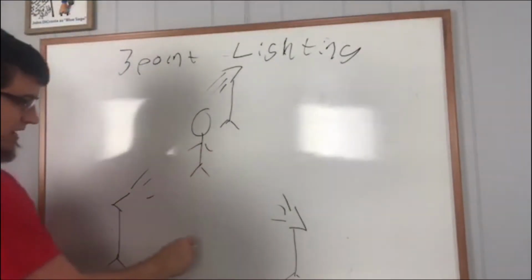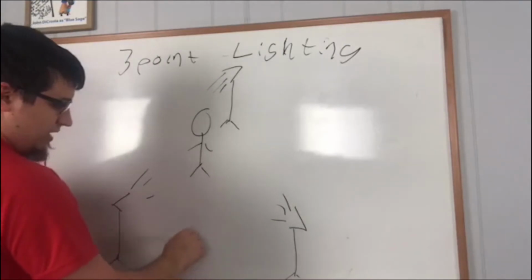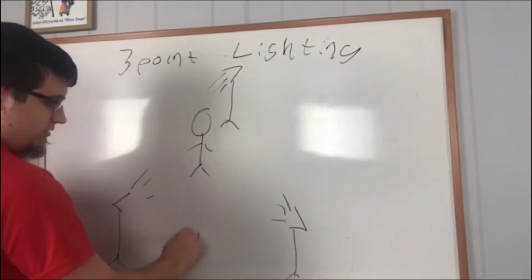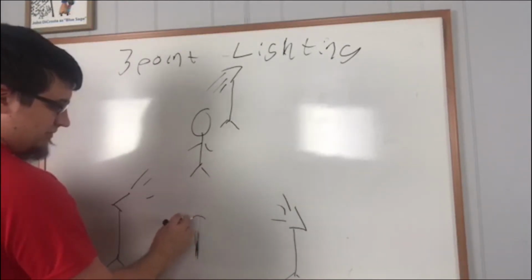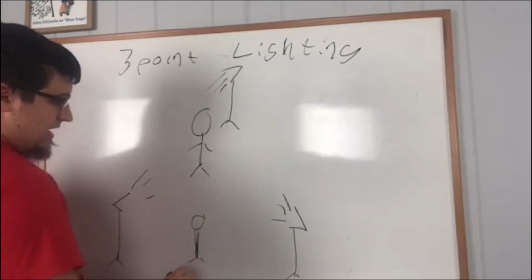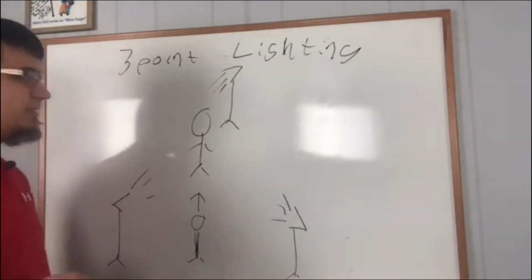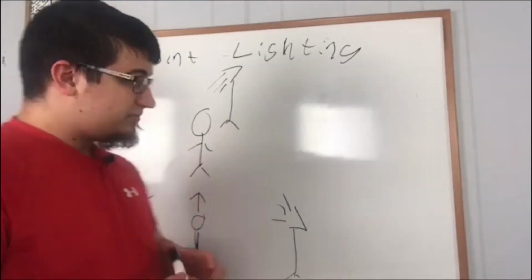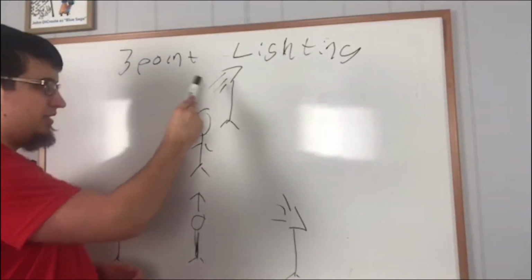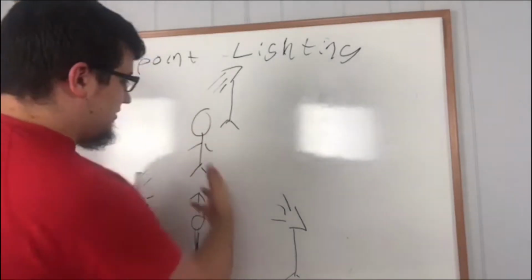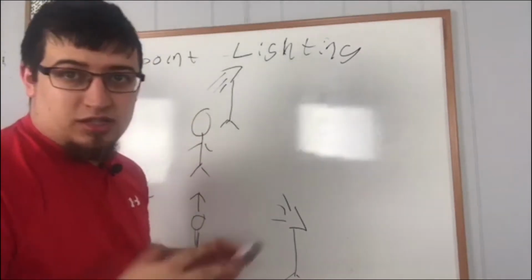And right in here is where you will have your camera. This is your camera, and this will be pointing at you in that direction, and then this backlight will be off camera. So this will give you depth, and then this will create the shadows.